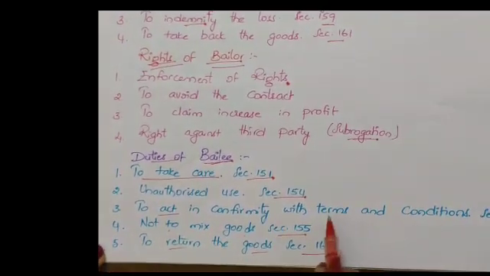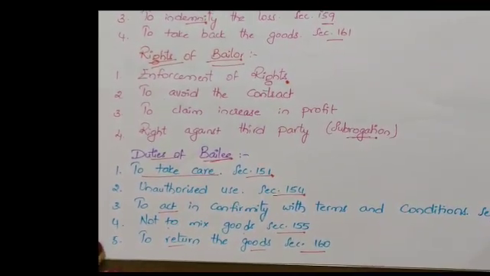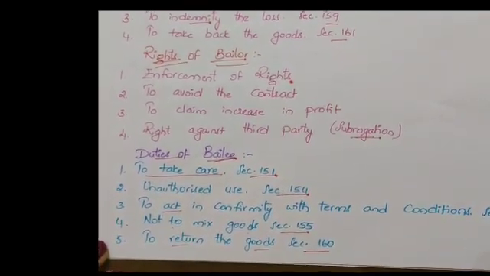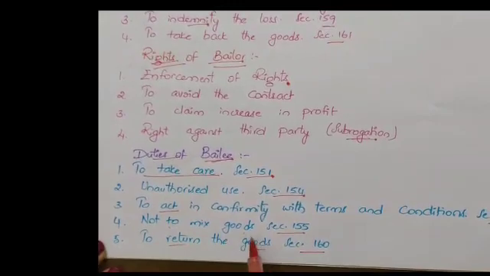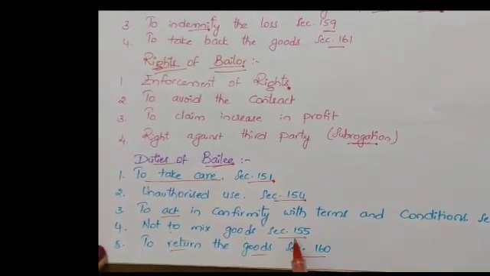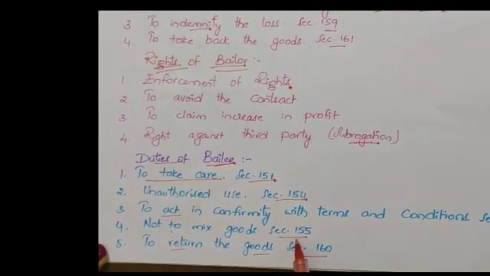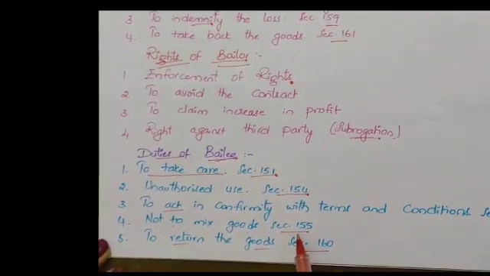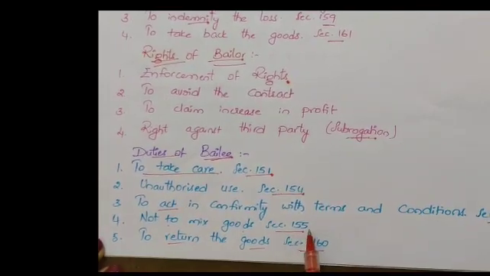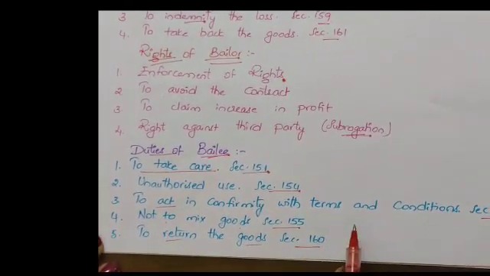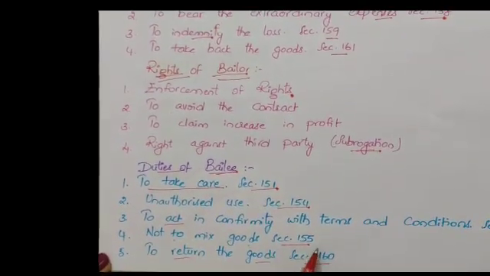Next, to act in conformity with terms and conditions under section 153. The bailee must act in compliance with the terms and conditions of the contract only. If he does not do so, he is liable for that. Next, not to mix goods which are bailed under section 155. The bailee should not mix the goods bailed with his own goods without the consent of the bailor. If the goods are mixed, they may or may not be separable. If separable, the cost of separation should be borne by the bailee only. If the goods mixed are inseparable, the bailee has to bear the loss. So, the bailee has not to mix the goods with his own goods.